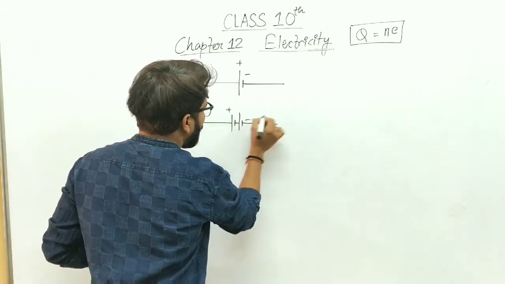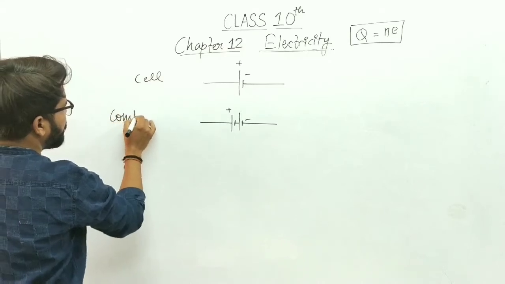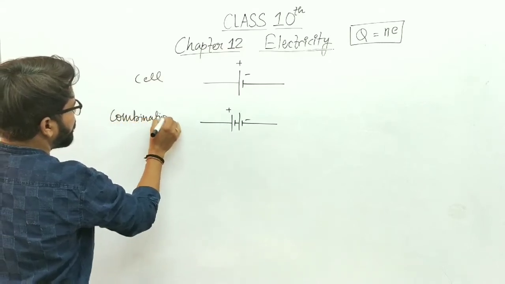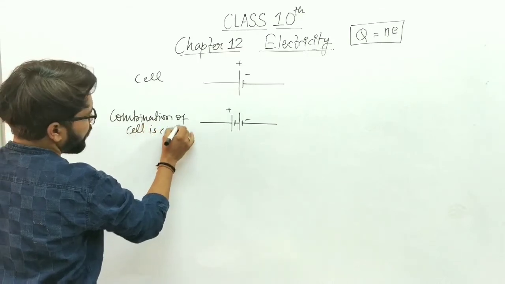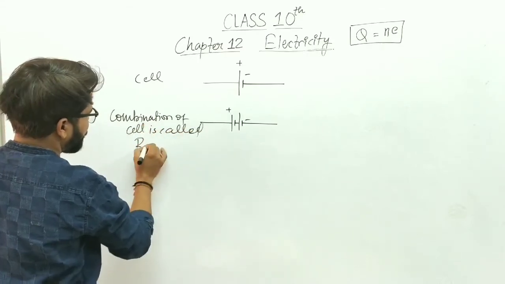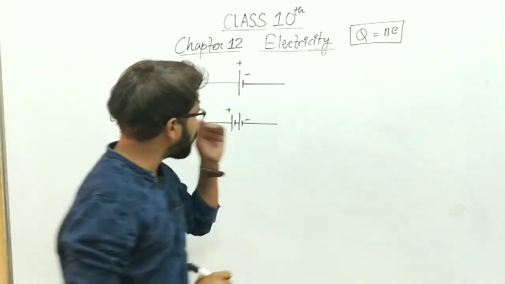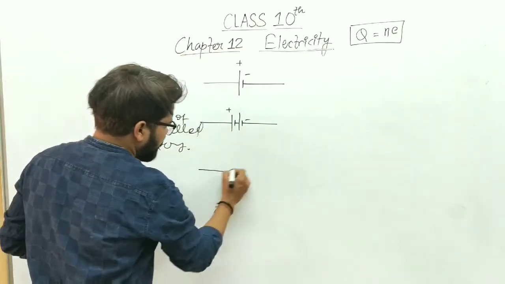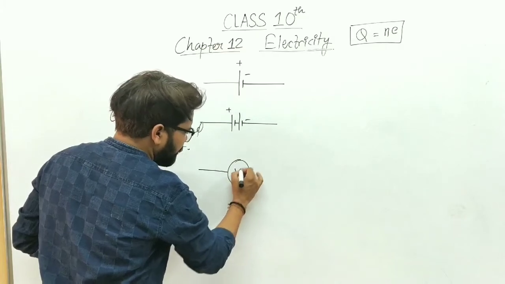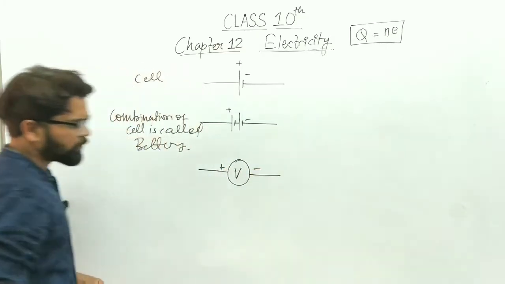It is a cell, and a combination of cells is called a battery. A combination of cells is called what? A battery. It is a cell, it is a battery, and it is a term we will discuss again later. It is a voltmeter, having a positive and a negative terminal. It is what?